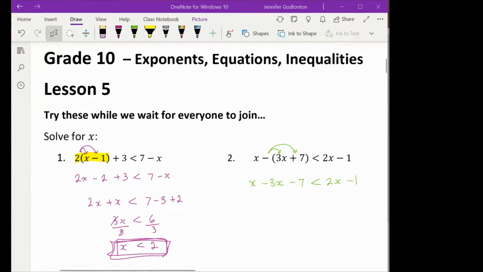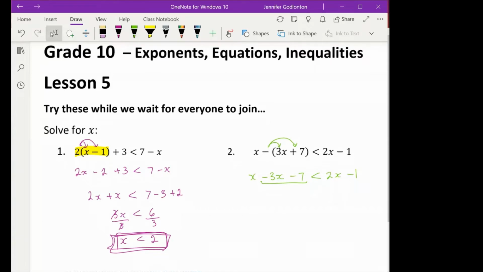Okay, so that was the first step. We just needed to distribute the negative into that bracket. Now I'm going to get my x's on one side and my numbers on the other side. So I'm going to say I have x minus 3x minus 2x is less than negative 1 plus 7. On my left, I've got x minus 3x, which is negative 2, negative 2 minus another 2 is negative 4x, and that means less than negative 1 plus 7, which is 6.